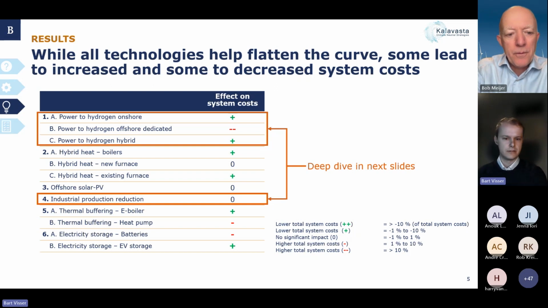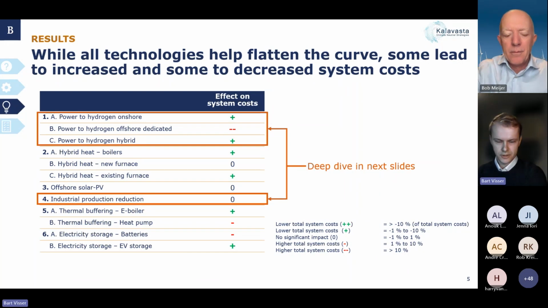So we looked at hybrid heat. And of course, hybrid heat can help flatten the curve as it can absorb surpluses of renewables. And when you use cheap hybrid heat technologies, such as boilers, it does so at decreased system costs. However, there's also an option to use more expensive industrial furnaces, for example, in the chemical industry. If you use that for a hybrid heating system, the cost decreases of hybrid heating are nullified by the high capex of the furnaces. This can be circumvented if you use existing furnaces and use lifetime extensions, for example.